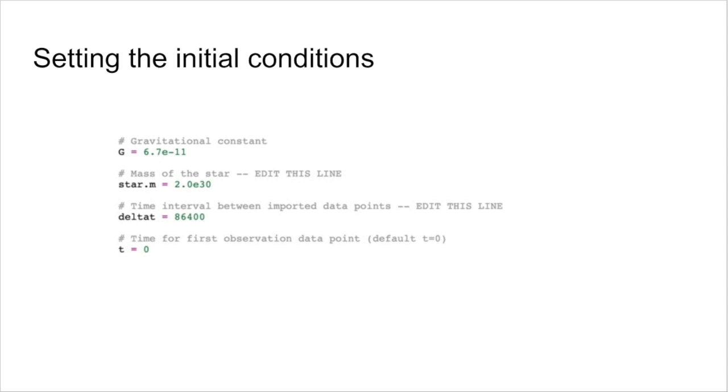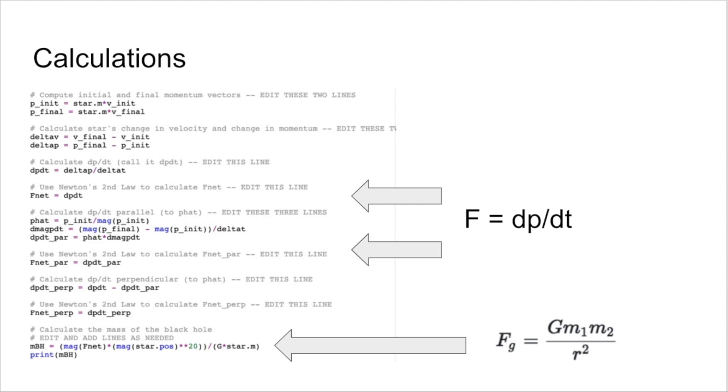So using the starter code, I made adjustments to make the calculations. The first thing I did was set the initial conditions. So we set the value of G, the given mass of the star, and then the delta t that we'll be using for this lab.